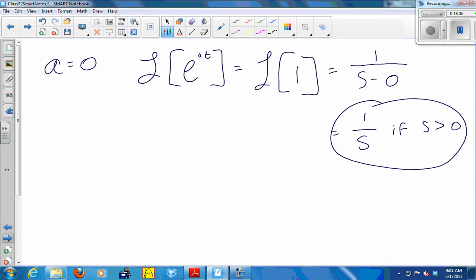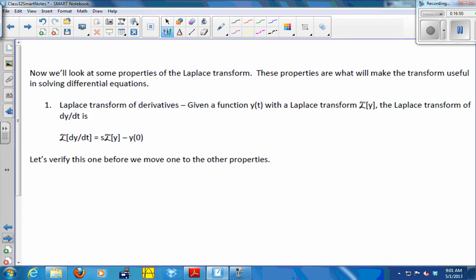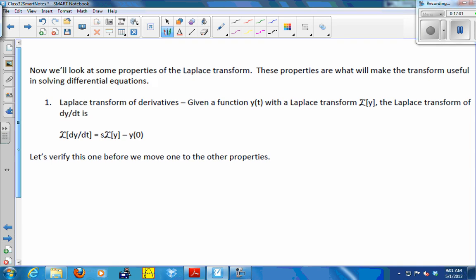Okay, so we can take Laplace transforms. They're just integrals. It just changes one function into a different kind of looking function. A function in t changes to a function in s. All right, so now we're going to look at some properties of the Laplace transform. And these properties are what's going to make the transform useful in solving differential equations. So the first one is the most important one.